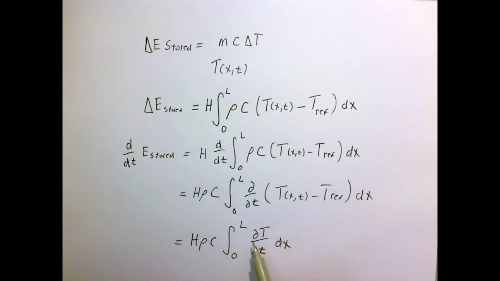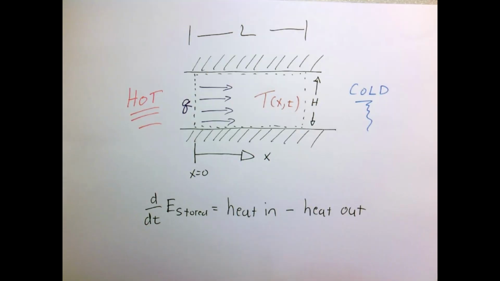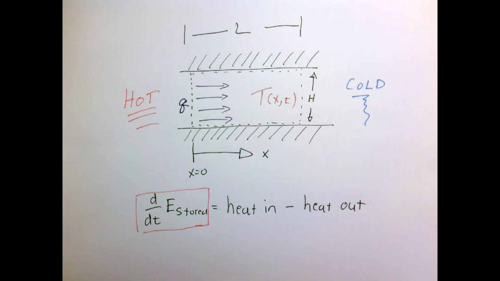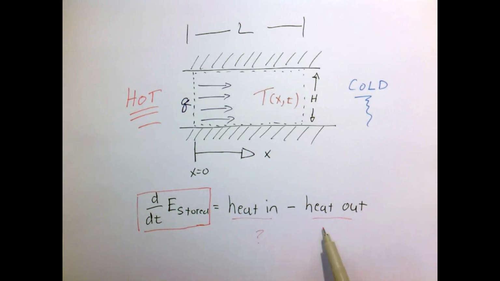So you have to be a little bit comfortable with writing things out explicitly, but after you get some experience, you get annoyed by writing all these parentheses with x and t, so it's okay to drop things. But you always have to remember in your mind, if you do that, that in fact it is a function of x and t. Now let's go back to our sketch. So we've written out a formula for the time rate of change of the energy stored. Now we have to figure out what's the heat in and what's the heat out.